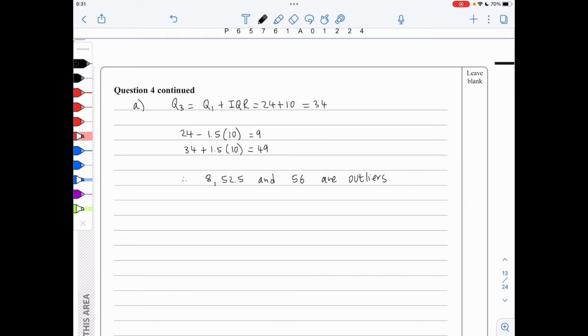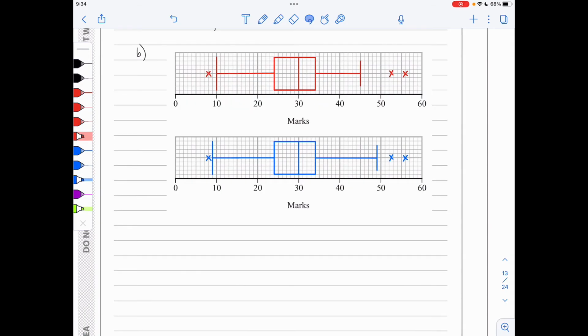In part B, we need to draw a box plot for this data. I will draw the box plot here for you, and I will actually present 2 different box plots that you could have drawn, both of which are acceptable by the examiner. So in the first box plot, I have drawn the lower quartile, the median, and the upper quartile, and we have identified with a cross the 2 outliers on the right and the outlier on the left, and the whiskers go up to the last observations that are not an outlier.